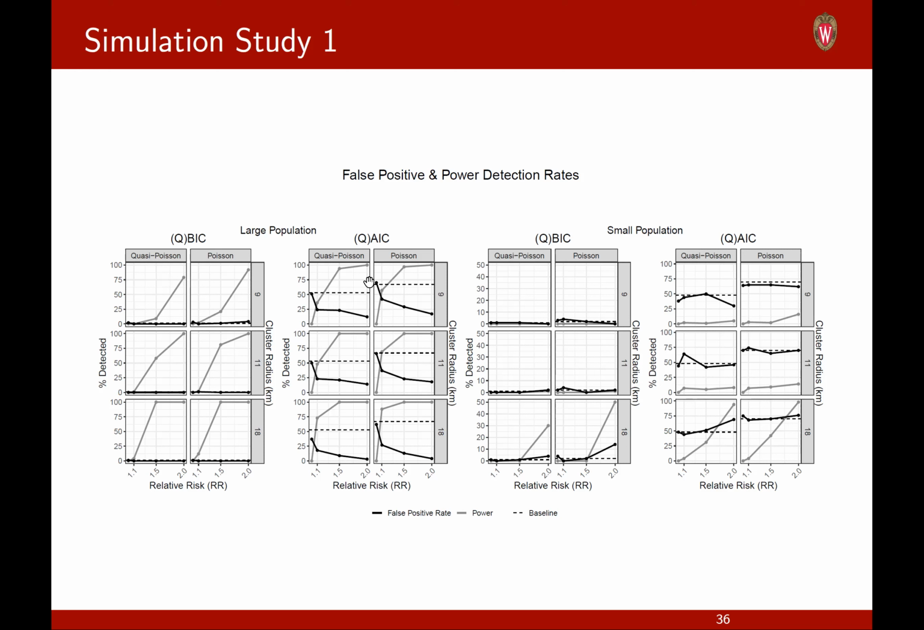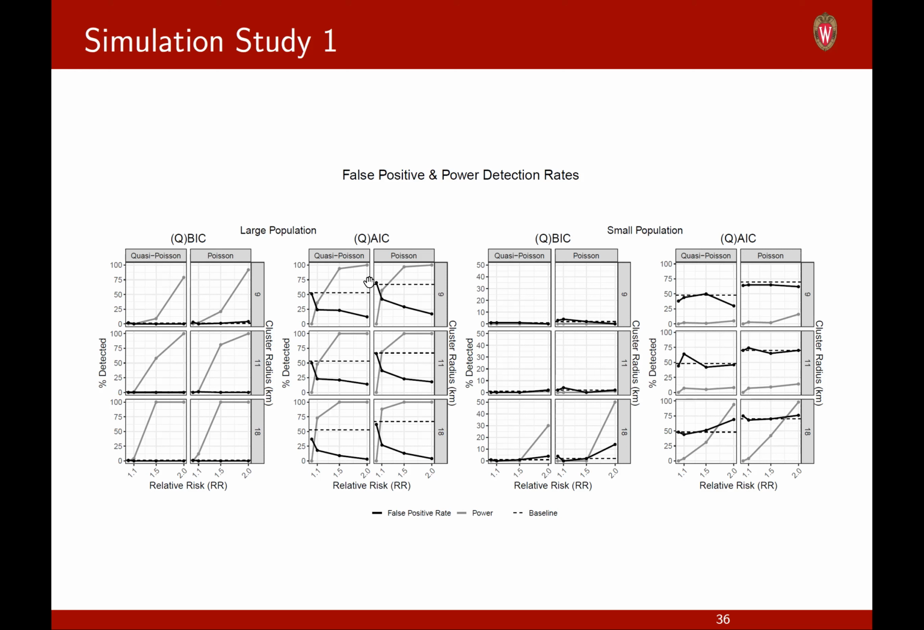So in terms of public health, even though the power is higher with QAIC, we don't want to be going to communities and telling them that we think that you might live in a cancer cluster unless we're pretty sure that there's strong enough evidence of that. So we really recommend using BIC and QBIC because it does maintain that false positive rate.